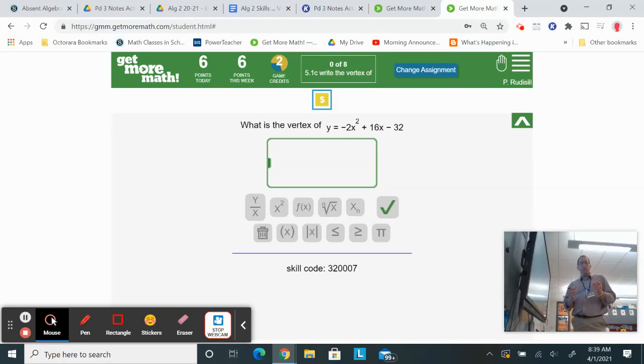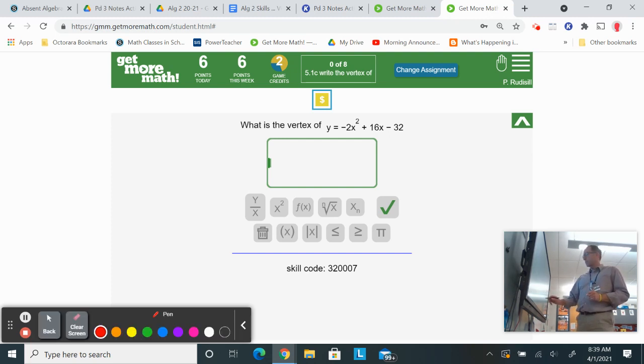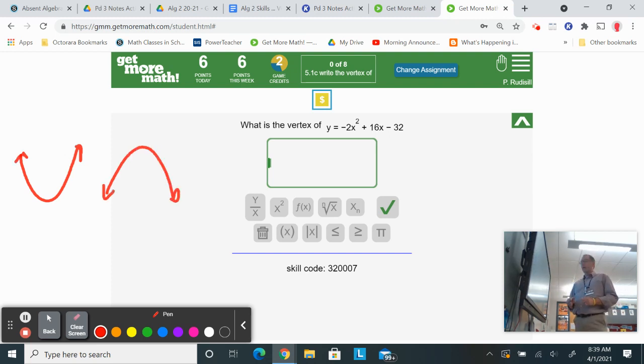Okay, so this video is about finding the vertex of a quadratic function. Now remember, a quadratic function can either be a parabola that opens up or a parabola that opens down, and the vertex is either the bottom if the parabola opens up, or it's the top point if the parabola opens down. And remember, that point has to be on what we call the axis of symmetry.